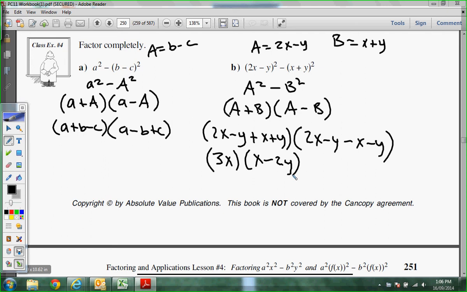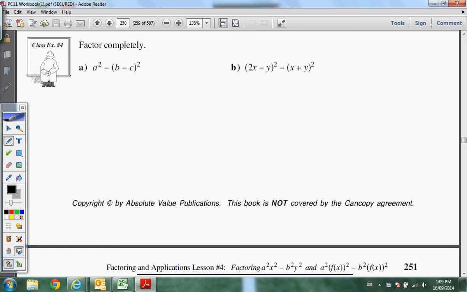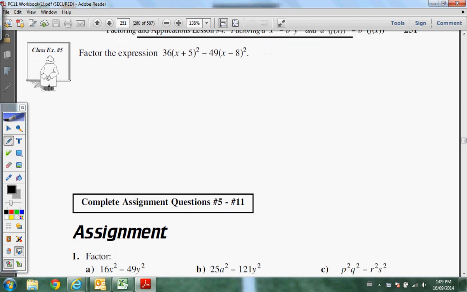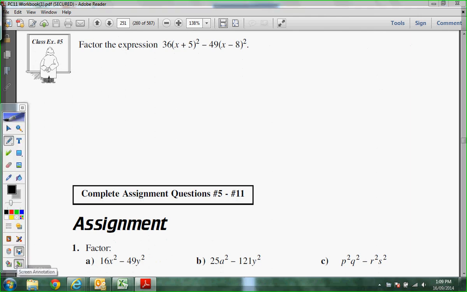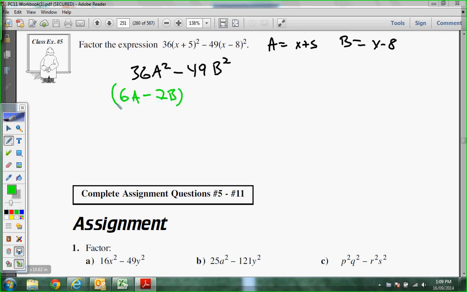And we're good. One last question here. Deep breath. Okay, so this one's a combination one. So again, I'm probably going to do an A and a B. 36A^2 minus 49B^2. Do 36 and 49 have a common factor? Nope, they don't. Okay, so we feel good about that. So it means we're going (6A minus 7B)(6A plus 7B). Now we insert our stuff back in.